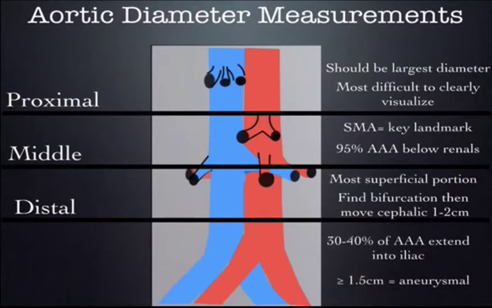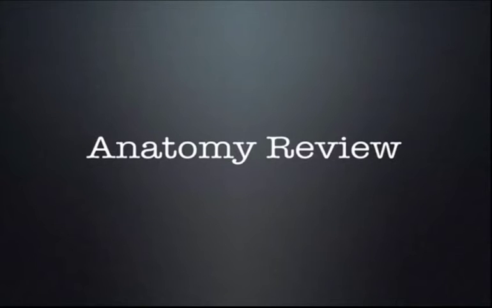Lastly, as we mentioned earlier, 30 to 40% of AAAs extend into the iliac arteries, so if you do see a AAA, you may want to extend on down into the iliac arteries to make sure that it doesn't involve the iliac arteries. This next clip is just a brief basic anatomy review before we continue on.